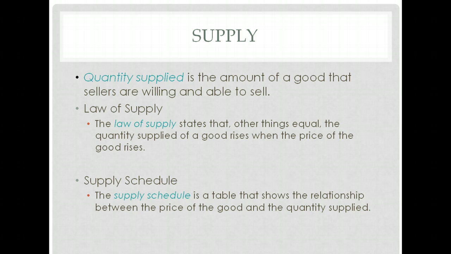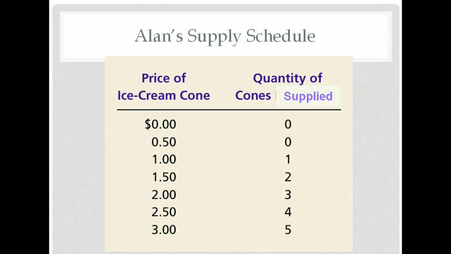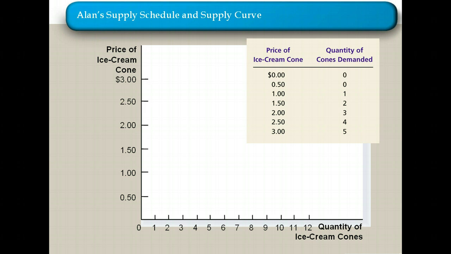And just like with demand, we can put it into what we call a schedule, or just a chart that shows that relationship. So let's take a look. Suppose we have our friend Alan here, who happens to be, again, selling ice cream. And Alan has a supply schedule. Notice that as the prices rise on the left, the quantity that he's willing to supply increases. They're going the same direction. And again, that makes sense according to the law of supply. But as always, I think the best way to show it is in the form of a graph. So we'll take a moment here and do that.